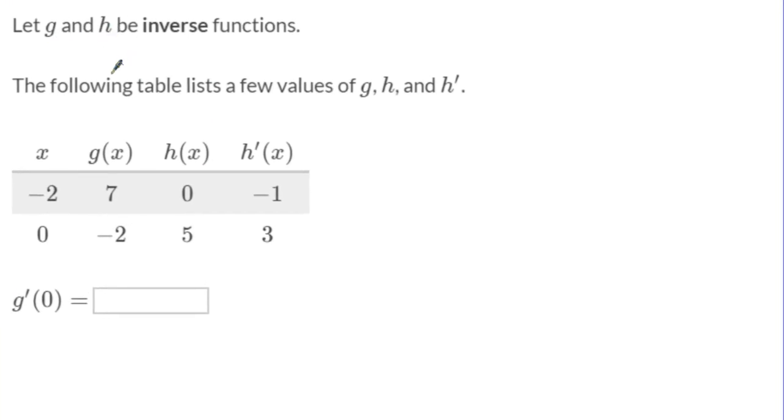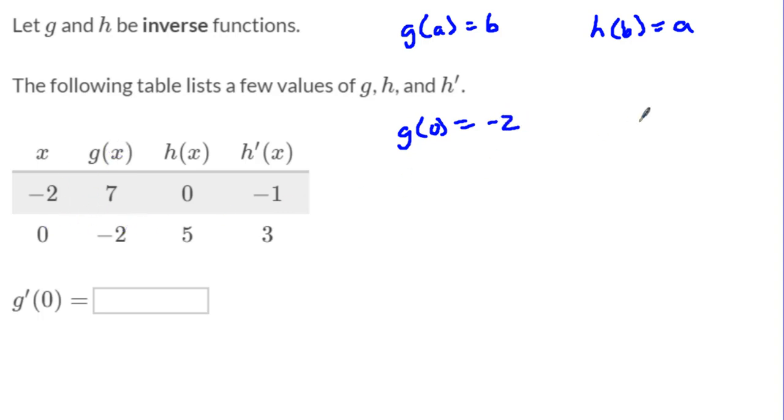Let me give you an example. We have g and h, and they're inverses of each other, which means g of a equals b and h of b equals a. They swap with each other. So I want to look for two numbers in the table that match up, and you can see it's 0. g of 0 is equal to -2, which means h of -2 must be 0. And look, h of -2 equals 0. It confirms it.